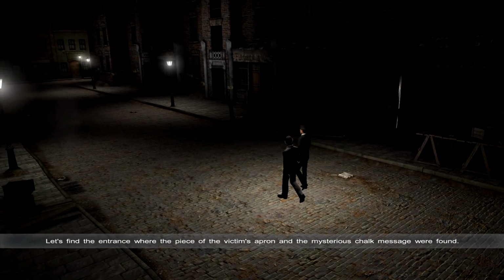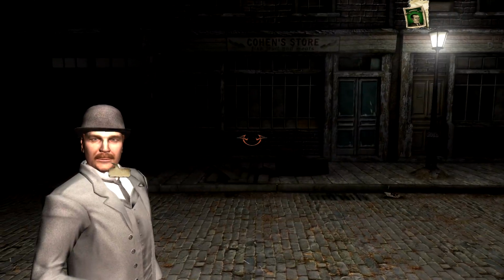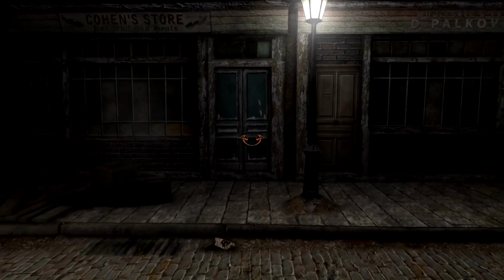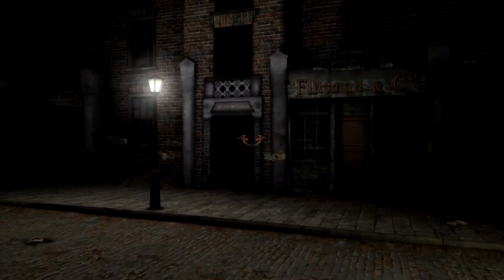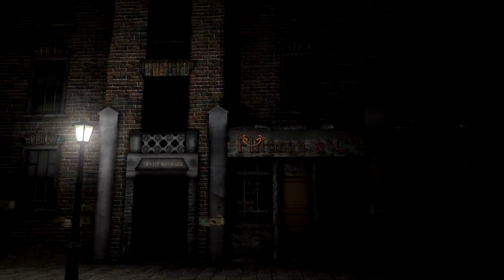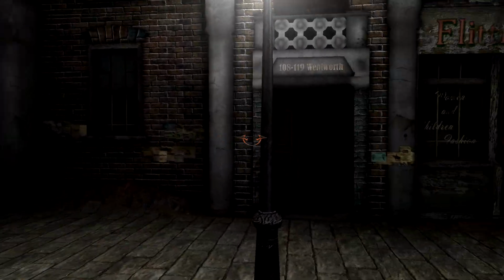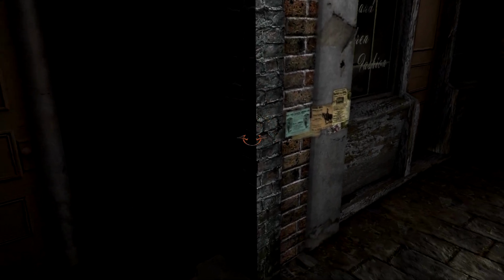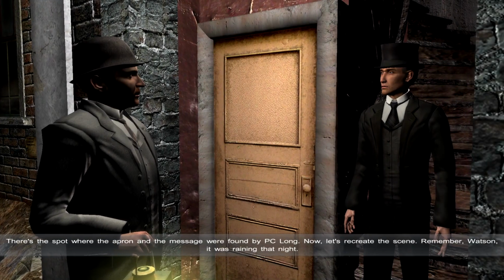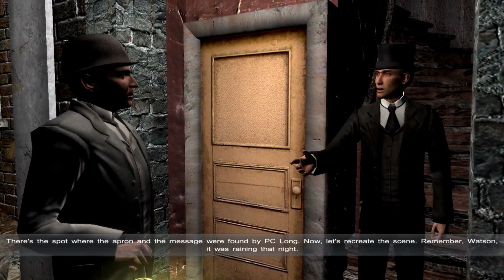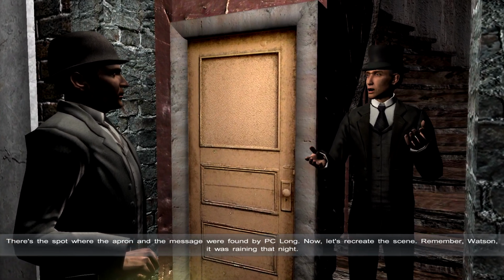And the mysterious chalk message was found. Why would he take a piece of the apron and then write a note? I don't get the logic behind that. It's this one. There's the spot where the apron and the message were found by PC Long.